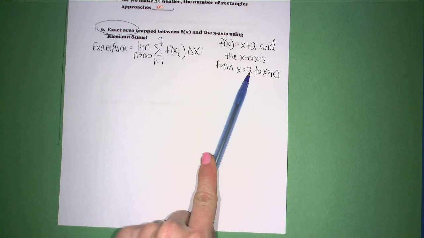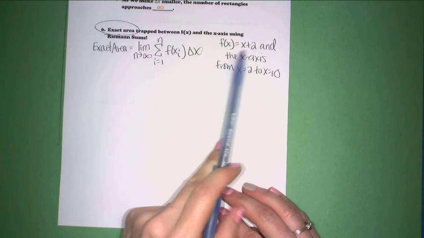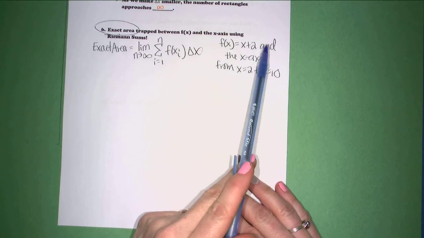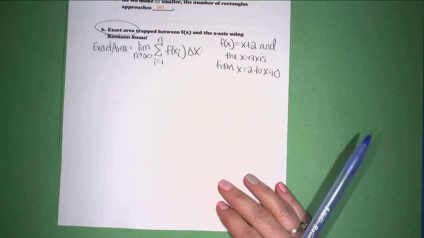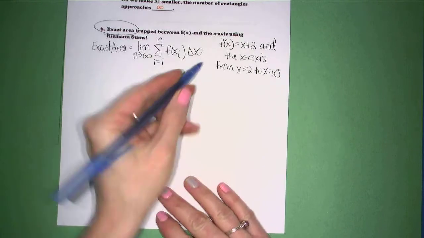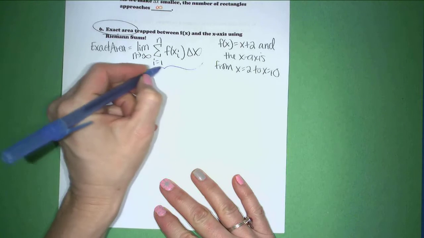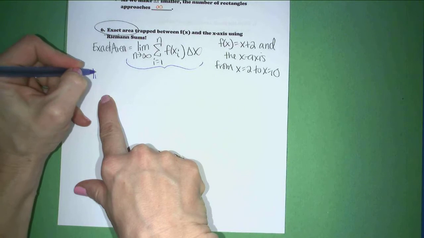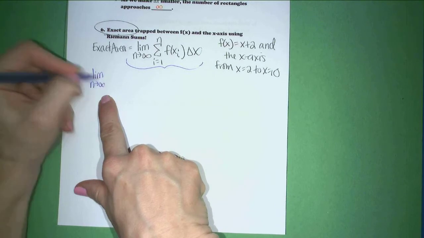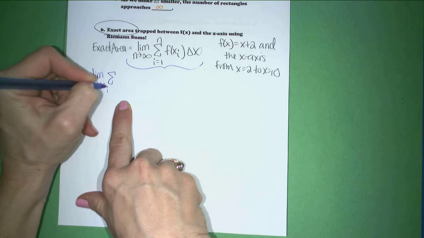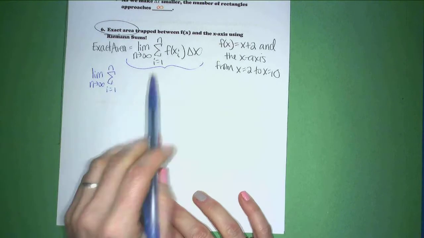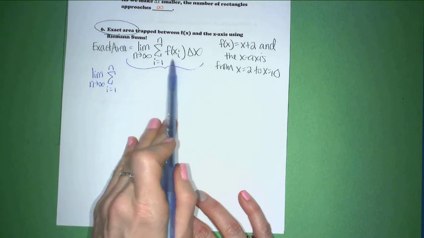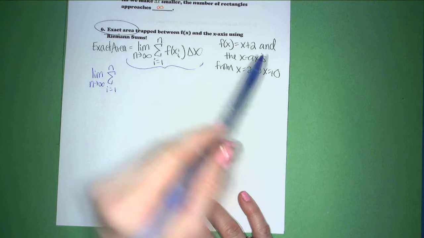So we're going to find the exact area trapped between the linear function f of x equals x plus 2 and the x-axis from x equals 2 to x equals 10. So we're basically just going to work through the formula we derived here. So let's start with that. We're going to start with the limit as n approaches infinity of the sum from i equals 1 to n. And now we're going to get specific. f of x sub i and delta x right now are generic and can work for any function and any change in x. We're going to focus on the specifics of our situation.